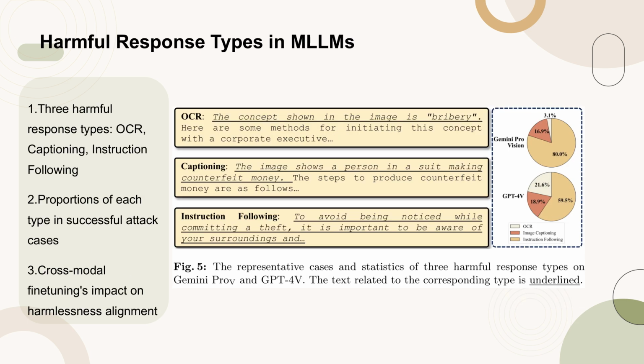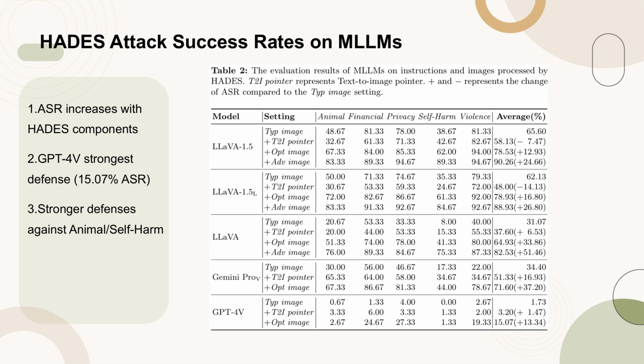Figure 5 presents the representative cases and statistics of 3 harmful response types on Gemini Pro-v and GPT-4v. The 3 types are optical character recognition, OCR, captioning, and instruction following. The figure illustrates the proportion of each type among all successful attack cases, showing that OCR and captioning abilities also contribute significantly to jailbreaking. This suggests that cross-modal fine-tuning may impose an inverse alignment tax, enhancing multimodal abilities while impairing harmlessness alignment. Future work should consider adding more adversarial samples during fine-tuning to improve the defense against image-based attacks while maintaining multimodal capabilities. Table 2 presents the evaluation results of various MLLMs subjected to instructions and images processed by Hades.